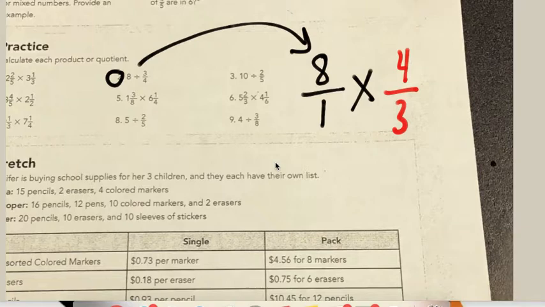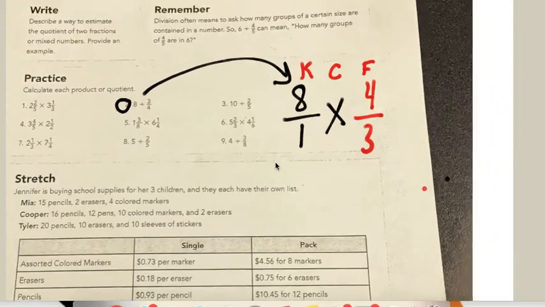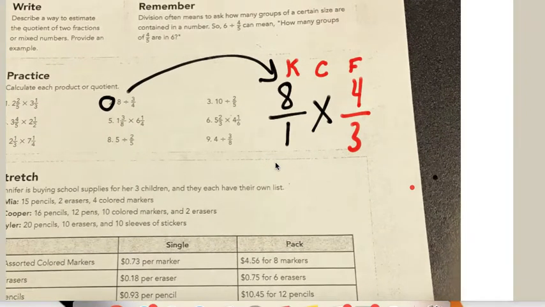So we're going to keep what we had originally. We changed the symbol, and then we flip our second fraction. And now we multiply across just like we did yesterday. We would say 8 times 4, which is 32, and then 1 times 3, which is 3.